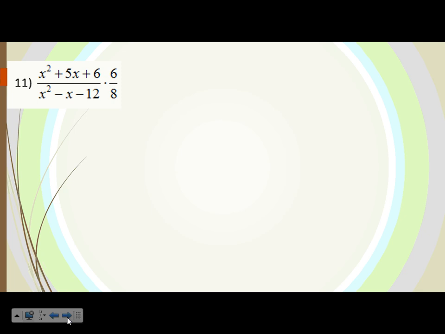Moving on, number 11 then. Same thing. We need to reduce everything we can, or we need to factor everything. That's the first step. So my numerator here, I want to factor that out. So 1 times 6 is 6. Factors of 6 that add up to be 5: 2 and 3. We can take the shortcut because there's not one in front. So I'll rewrite this fraction, which will definitely help. x plus 2 times x plus 3.